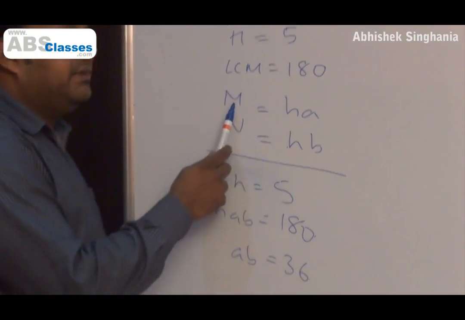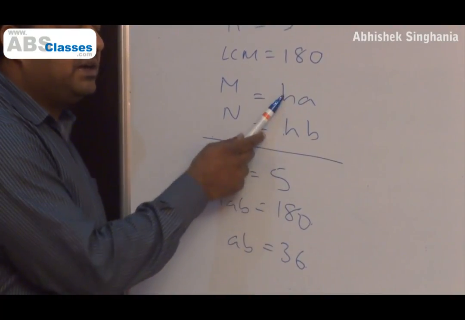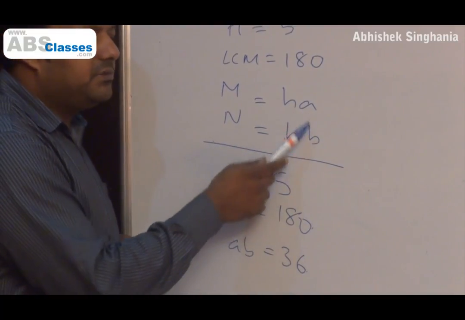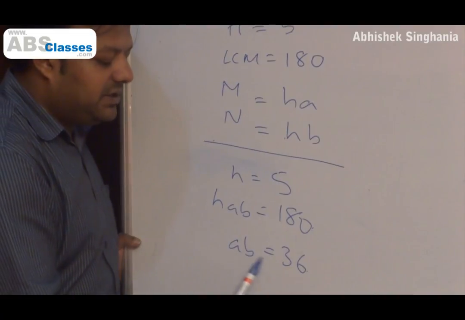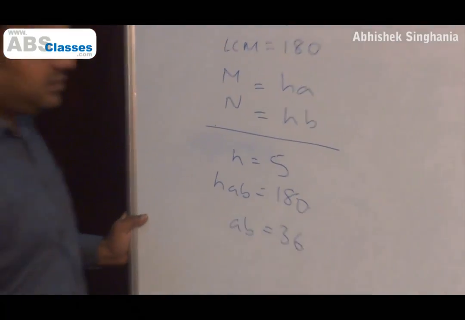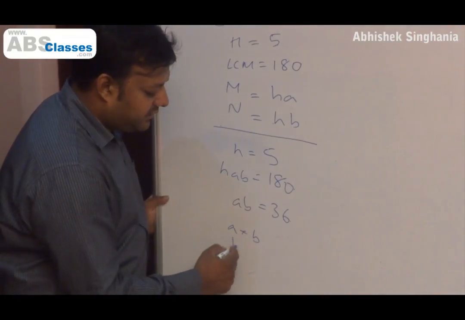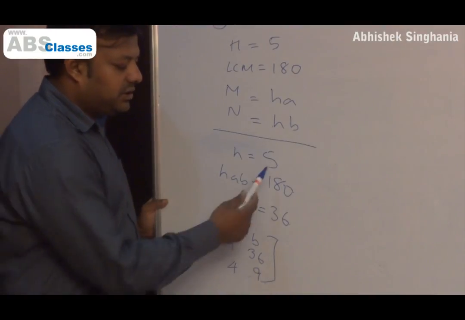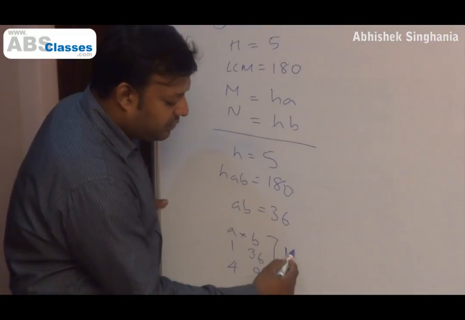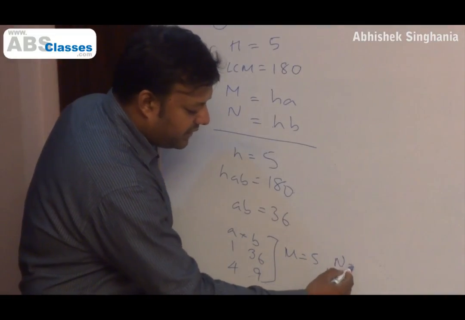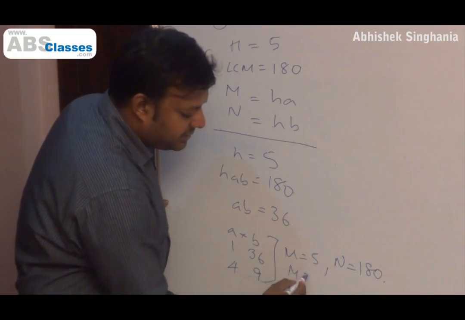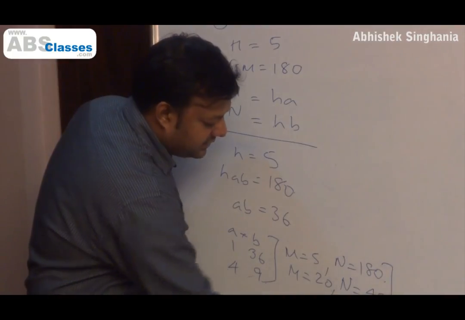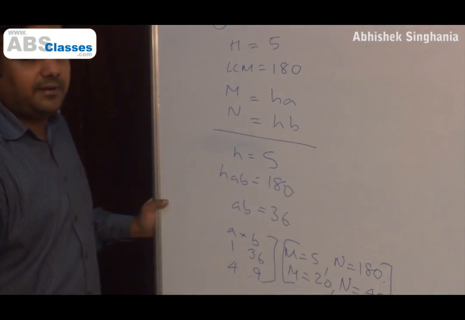But keep in mind that M is equal to HA, N is equal to HB. The highest common factor is H, which means A and B must not have any common factor, so A and B must be co-prime to each other. Their product is 36 and they must be co-prime. Only two such possibilities are there: 1 into 36 and 4 into 9. Since the HCF is 5, M is equal to 5 and N is equal to 180, that is one case, or M is equal to 5 into 4, 20, and N is equal to 5 into 9, 45, another case.